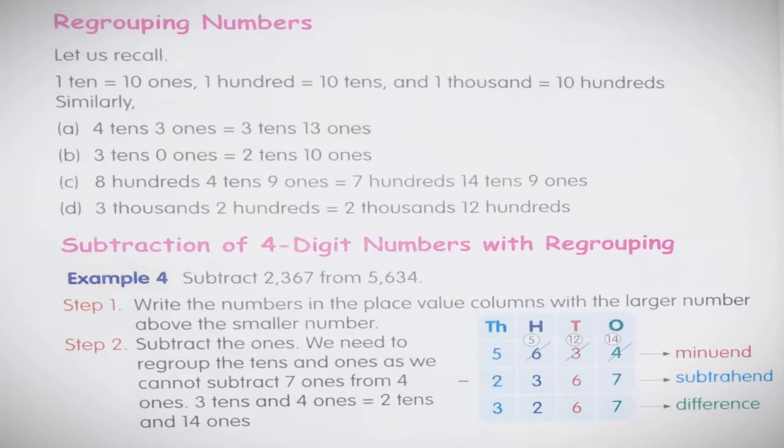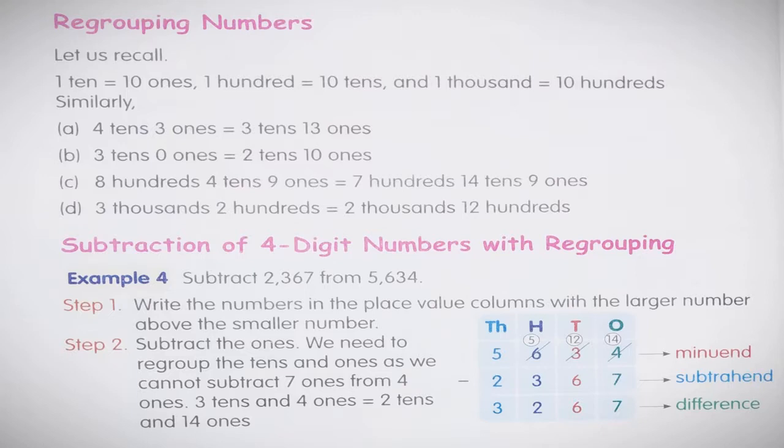Okay. A, B, C, D are given here. Here in A, 4 tens, 3 ones. So we can also write 3 tens and 13 ones. So 4 tens, 3 ones means we send 1 ten there. So here 3 tens are remaining and this 10 is added in ones. So there are 13 ones.